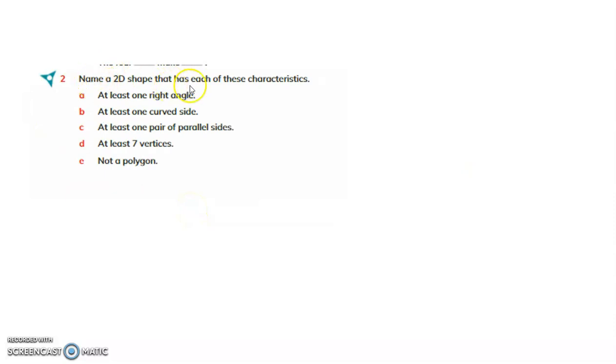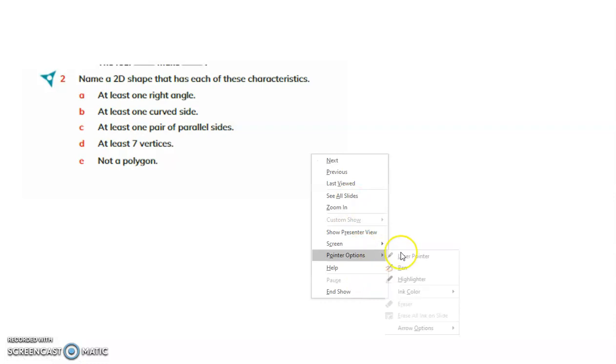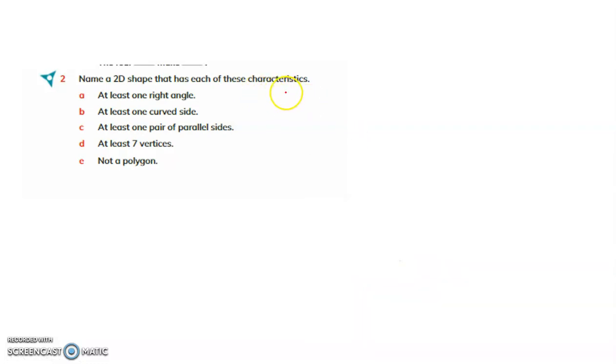Name a 2D shape that has each of these characteristics. At least one right angle. Name a shape that has at least one right angle. Look at this. This is a triangle. This angle is a right angle. This is a right angle triangle. This is a shape that has at least one right angle. Look at a rectangle. See, it has 4 right angles. So you can write any of these shapes.